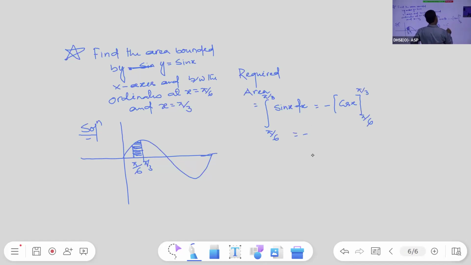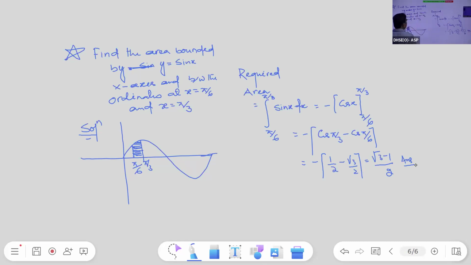This is equal to minus of cos pi over 3 minus cos pi over 6. Okay. This is equal to minus of cos pi over 3 is 1 by 2 minus root 3 by 2. So this is equal to root 3 minus 1 by 2. This is the final answer, right? These two questions are very rudimentary questions, right? So gradually we'll increase the standard or difficulty level of the questions.